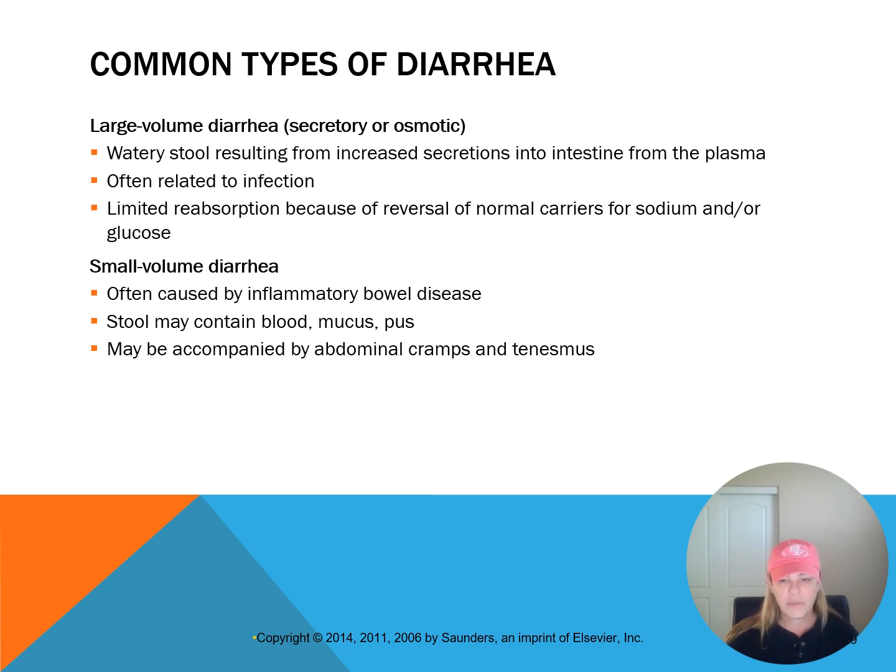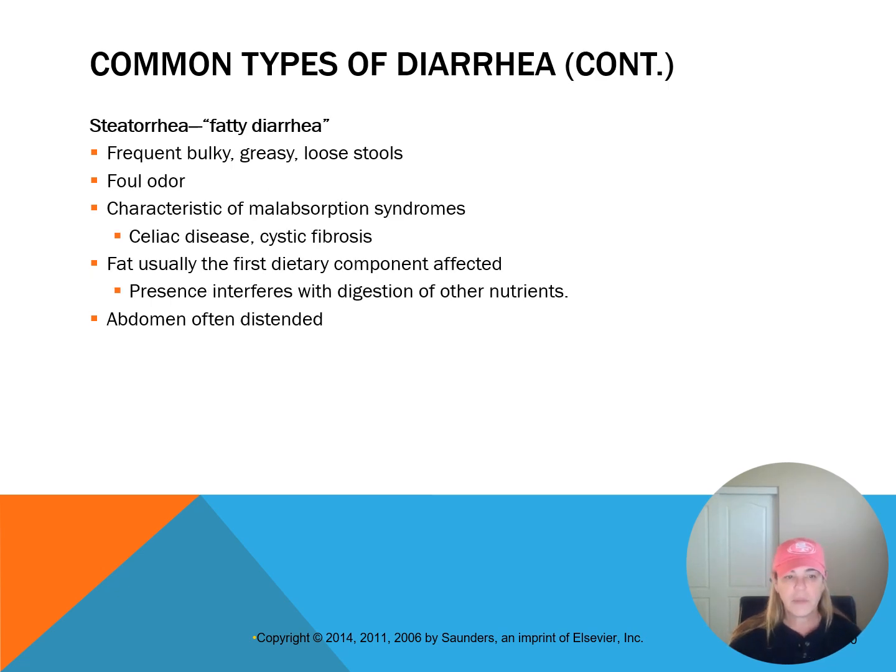You may have stool that has blood or mucus or pus in it with these bowel diseases, and also often accompanied by abdominal cramps. Another symptom of digestive problems is what they call fatty diarrhea, or steatorrhea, and this is not just fatty diarrhea; it could just be fatty stools as well. They're characterized by really foul-smelling stools. Celiac disease and patients with cystic fibrosis will have this type of diarrhea.